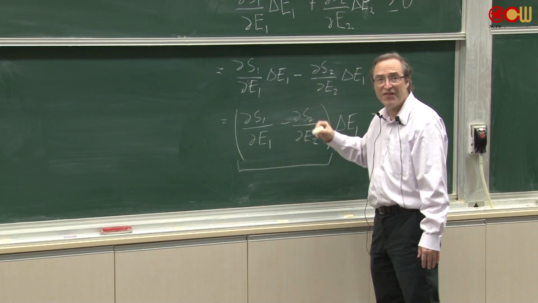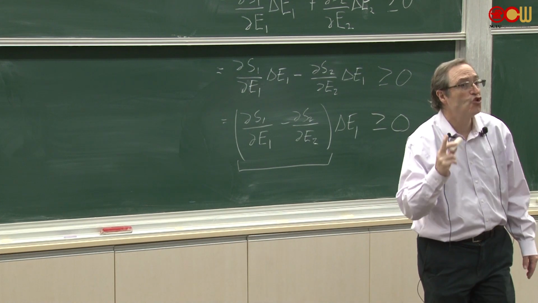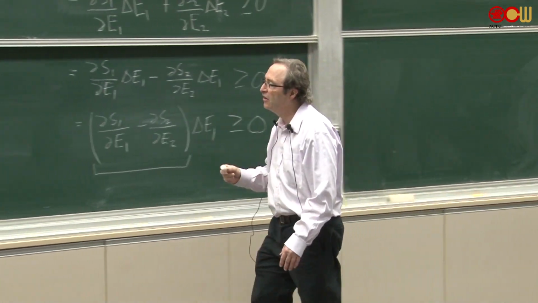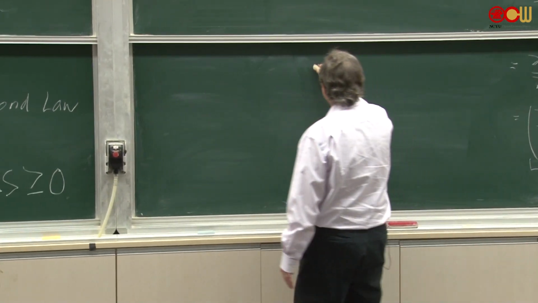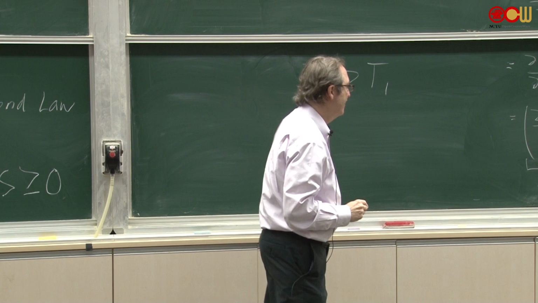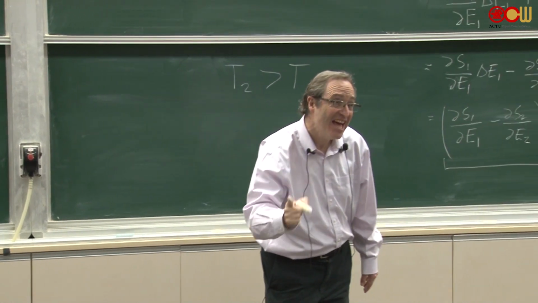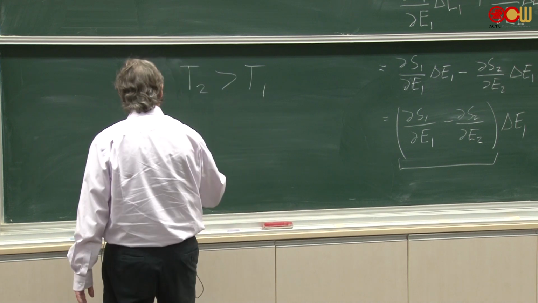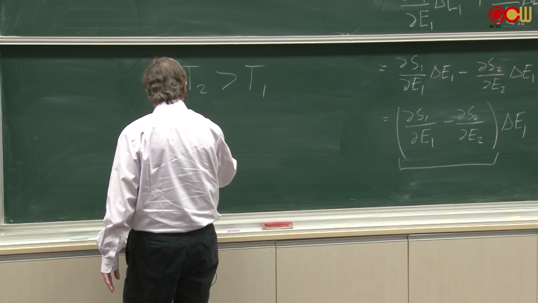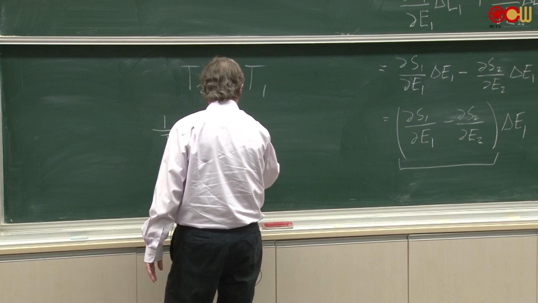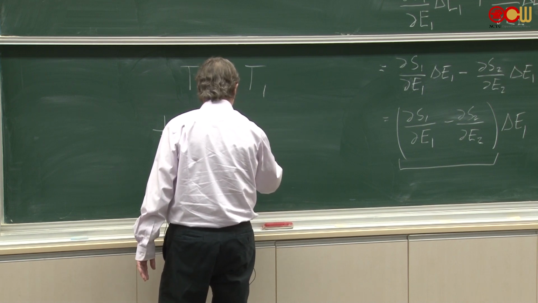So we have that T2 is greater than T1, right? All right. So that suggests the following definition. 1 over T is equal to dS dE.